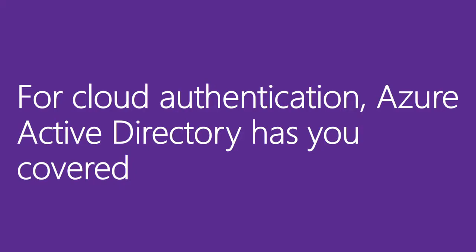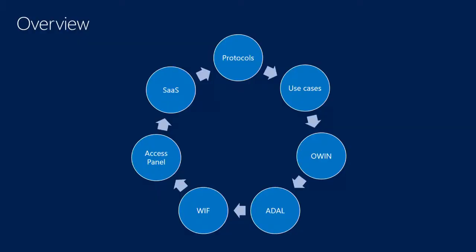We've got a lot to get through, so I thought what we'd do is talk a little bit about the protocols, because the protocols are what underlie everything that Azure Active Directory does in terms of authentication. We'll talk about some of the use cases and what protocols are applicable to those use cases. We'll have a look at OWIN, Open Windows Interface for .NET, ADAL, Active Directory Authentication Library, WIF, Windows Identity Foundation. We'll have a look at the Access Panel, which lets you get to all the software as a service applications.